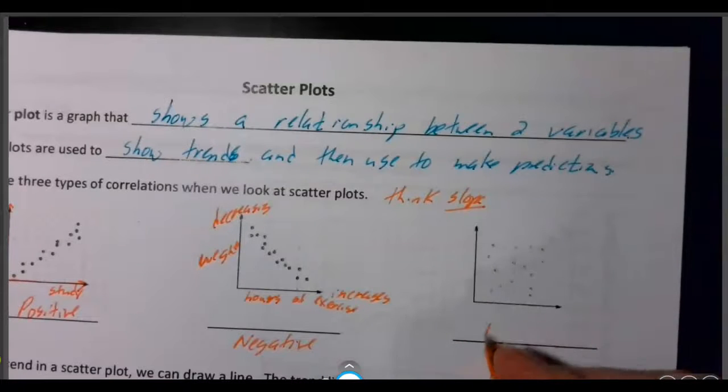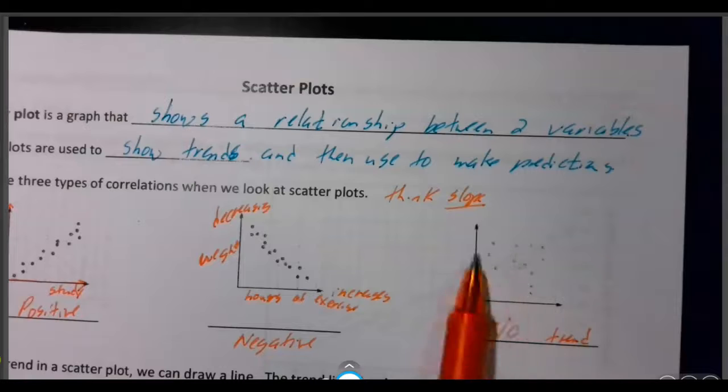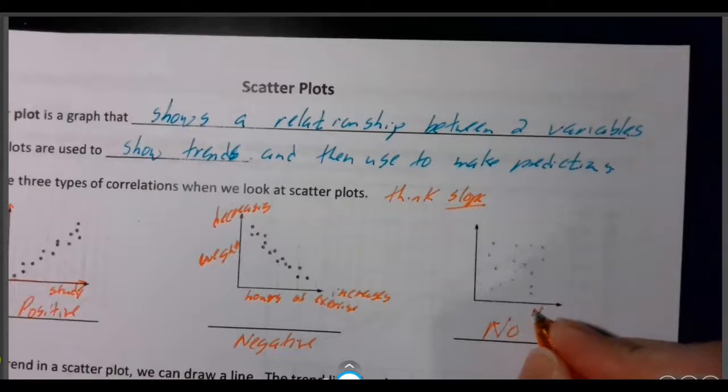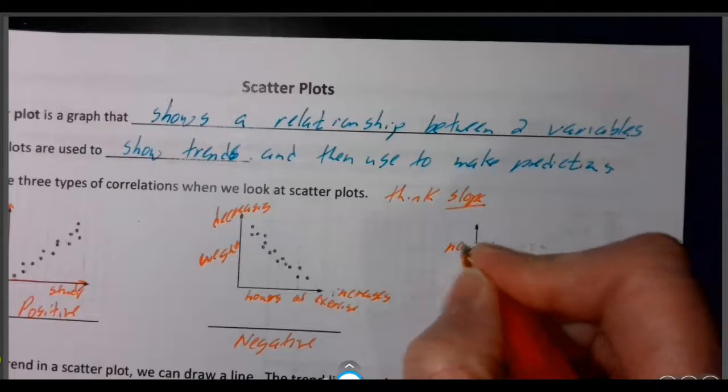Okay, now as you can see this one has no trend. No trend. It's just scattered. It is totally scattered, and it does not have a correlation. Okay, an example of this might be the number of pets that you have, number of pets owned, compared to the number of books.